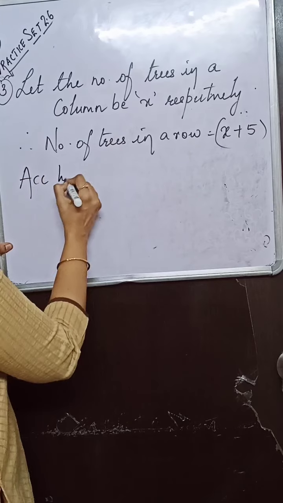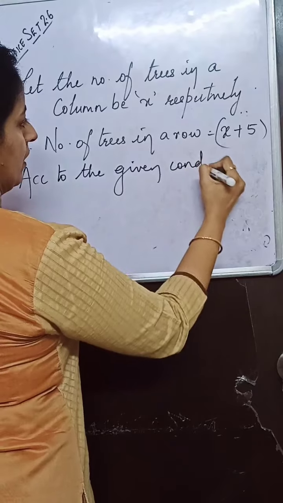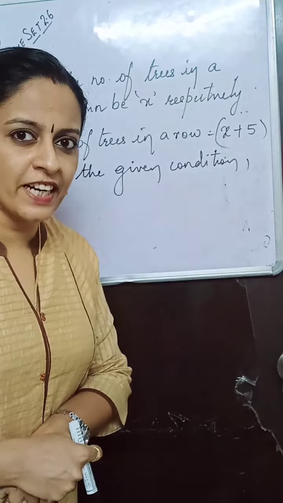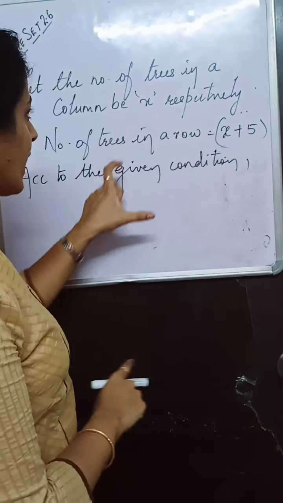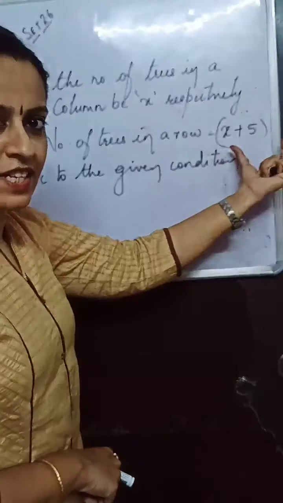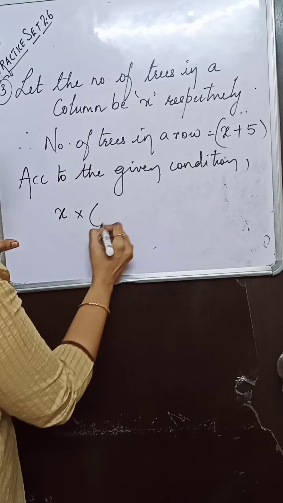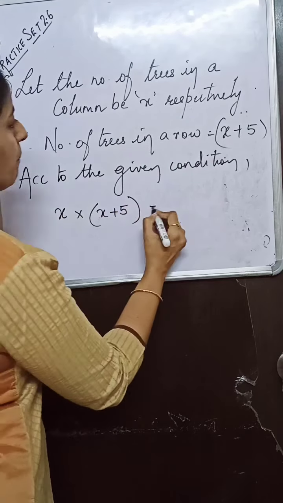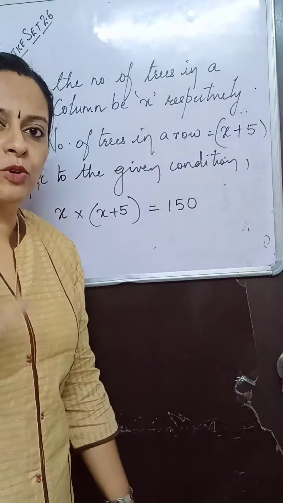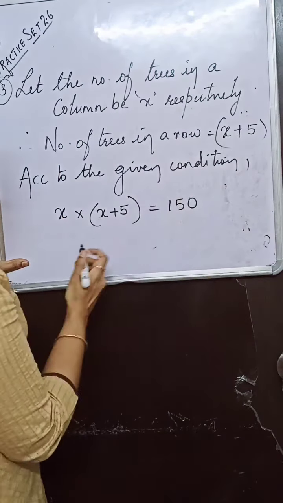Next, according to the given condition, what are the total number of trees in Madhusudan's garden? 150. How will you get that? Number of trees in a column multiplied by number of trees in each row. So therefore, according to the given condition, X into X plus 5 will be 150. I hope you understood this step, how you got it. My garden example I gave you. Yes. X into X plus 5 is equal to 150.